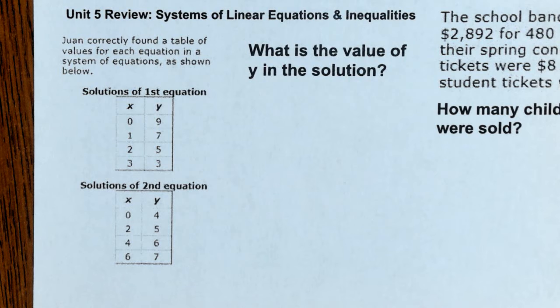Alright, so on this first one, it says 1 correctly found a table of values for each equation in a system of equations as shown below. What is the value of y in the solution? So remember, these are the easy ones when you have a table. Now, finding the answer in a table isn't always the easiest thing, but if they already give you the table, it is. What point do both tables have?